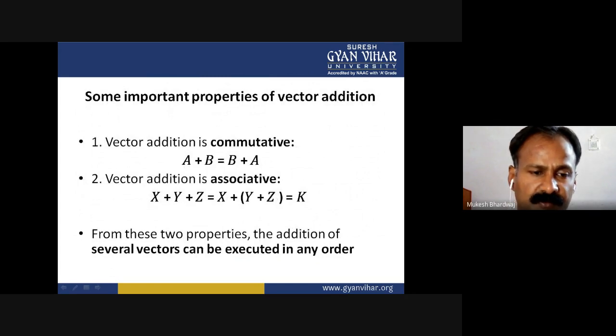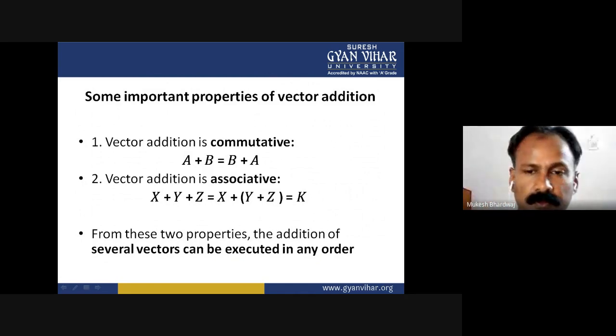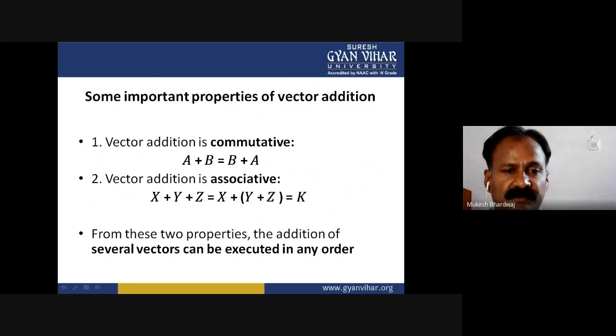Some important properties of vector addition. Vector addition is commutative: A plus B equals B plus A. Vector addition is associative: (X plus Y) plus Z equals X plus (Y plus Z). For these two properties, the addition of several vectors can be executed in any order.